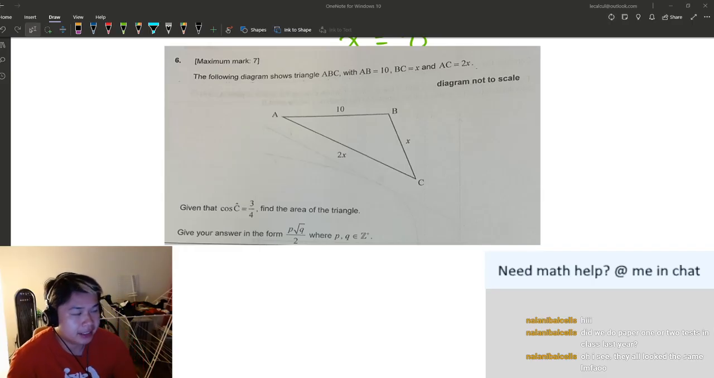Okay, we got a diagram, we got a triangle. Given that cosine of the angle C is 3 over 4, find the area of the triangle. Okay, so area of a triangle, if you have a side, an angle, and a side, give your answer in the form p root q. Okay. Oh, but then we don't know what x is, right?